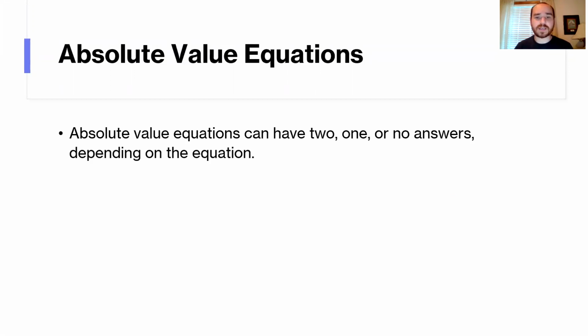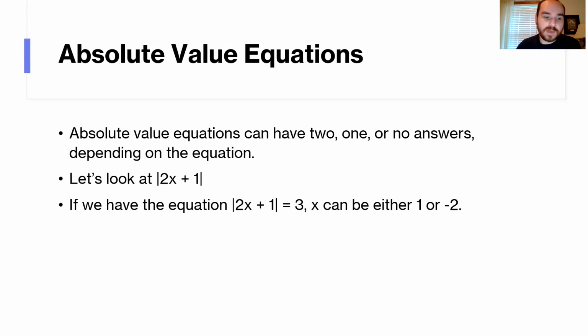So absolute value equations can have 2, 1, or no answers depending on the equation. Let's look at, for an example, the absolute value of 2x plus 1. If we have the equation absolute value of 2x plus 1 equals 3, x can be either 1 or negative 2. If we plug in 1, we get 2 times 1 plus 1, which is 2 plus 1 equals 3. The absolute value of 3 is 3. If we use negative 2, we have 2 times negative 2 plus 1. This is negative 4 plus 1, which is negative 3. The absolute value of negative 3 equals 3, so that is also correct. So we get 2 answers.